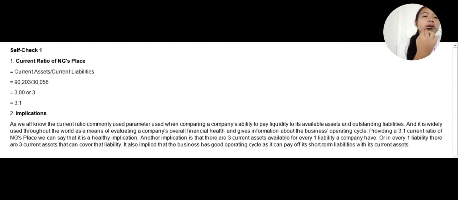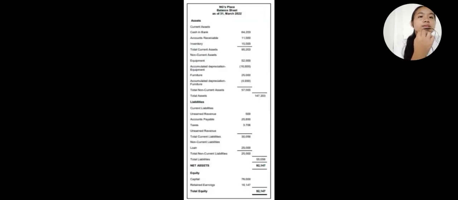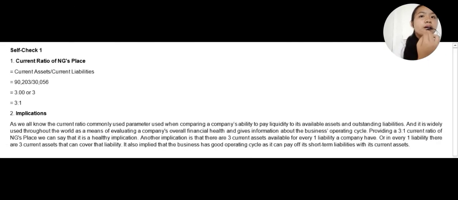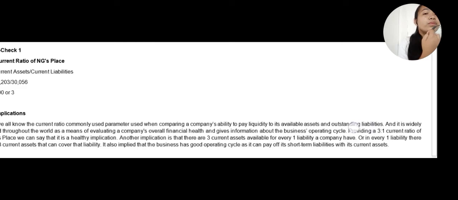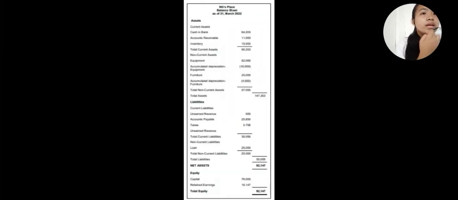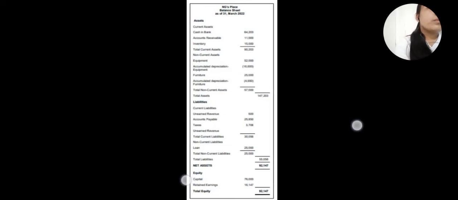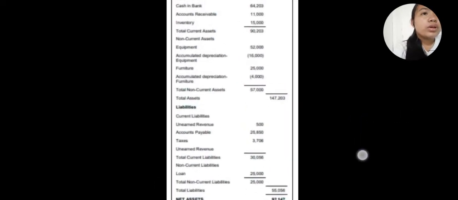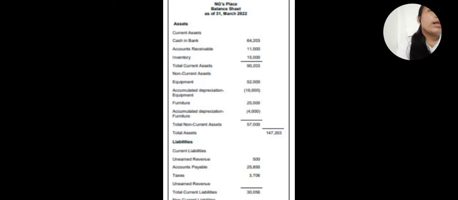So here is the financial report given. Again, the formula to get the current ratio, we need to divide the current assets by the current liabilities. So here is where we base our answer, or how we come up with such a solution. As you can see, you will see there the current assets as well as the current liabilities.